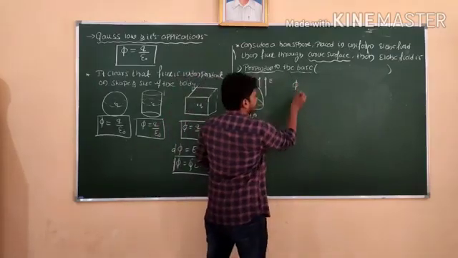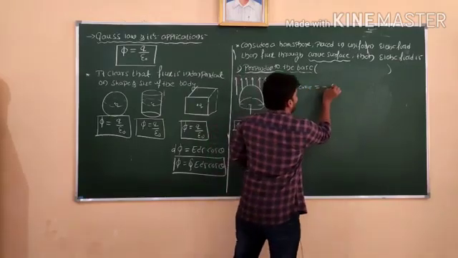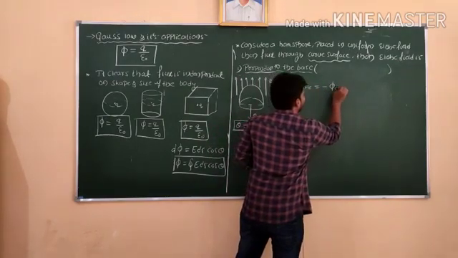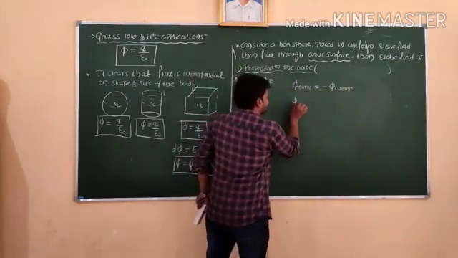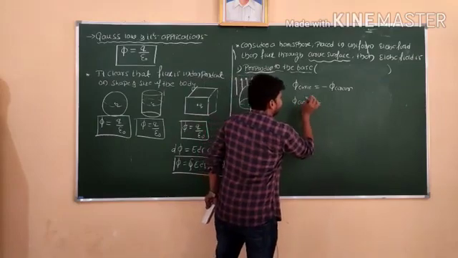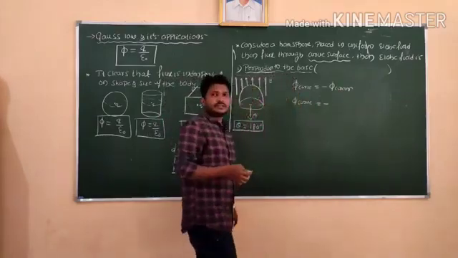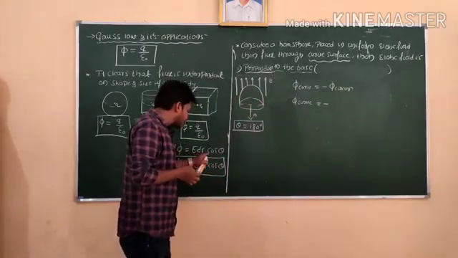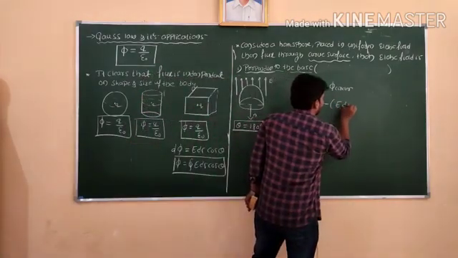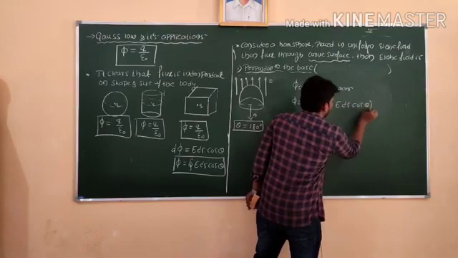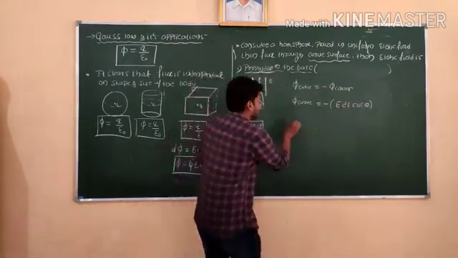Similarly, electric flux through the curved surface, shall I take directly here, minus of electric flux through the circular face. Electric flux through the curved surface is equal to minus of electric flux through the circular surface. For the circular surface, what is the formula here? E into dS cos theta. Theta value is how much? Theta value is 180 degrees here.